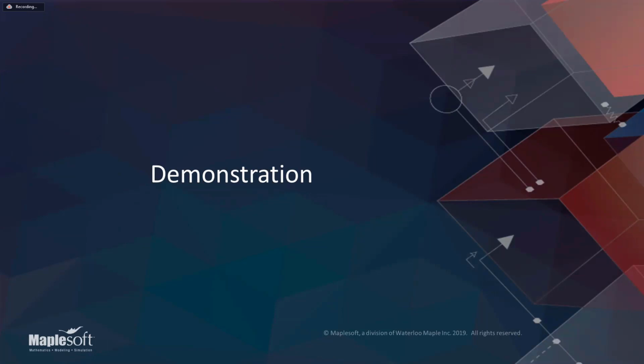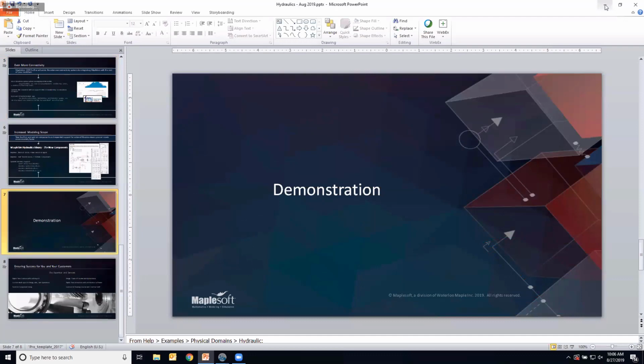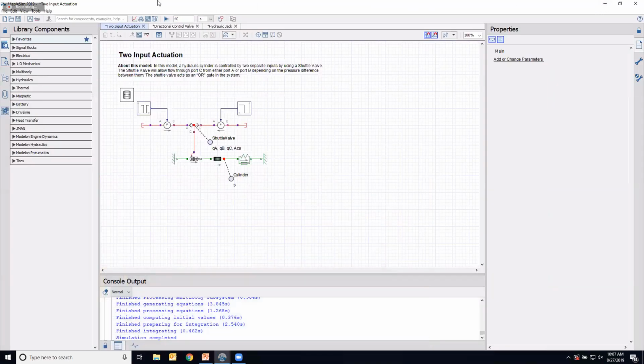So what I want to do is just open up MapleSim, show a couple examples with these hydraulic components interacting with them, and also just showing some of the new features that we've also incorporated within the hydraulics library. So I'm just going to leave this presentation for now, and I'm going to go into MapleSim.